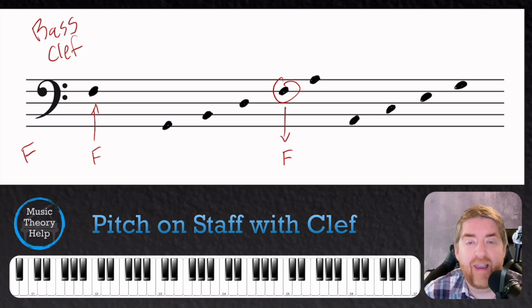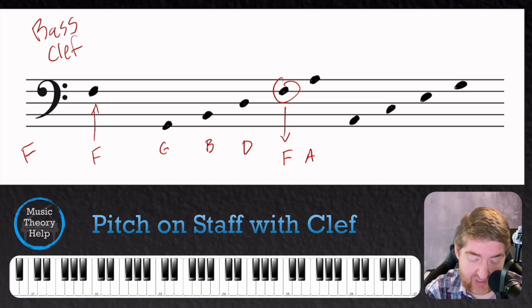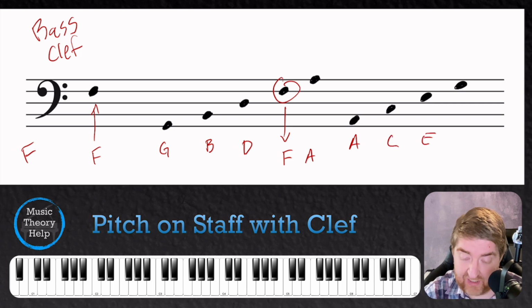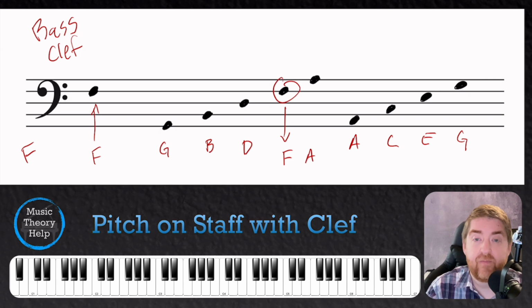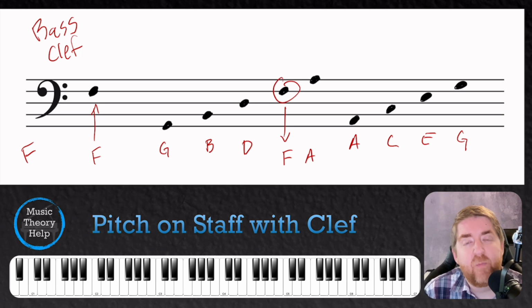what are our other lines? As we go up, we would have A. Again, we're skipping letters because we're going from line to line. As we go down, we would have D, B, and G. Our spaces are A, C, E, and G. This is something, again, that you really have to memorize. You have to be very comfortable with recognizing these on sight and being able to find that note on your instrument.